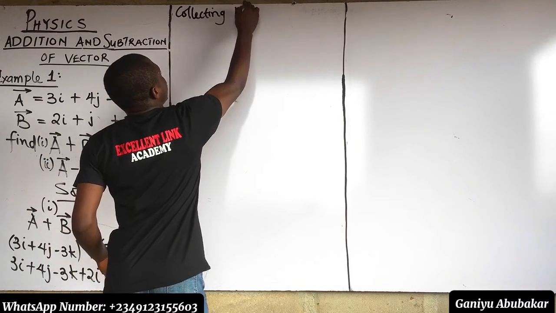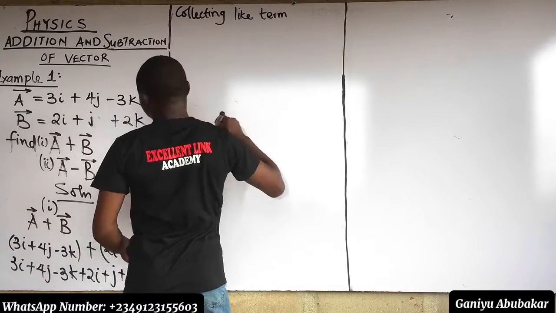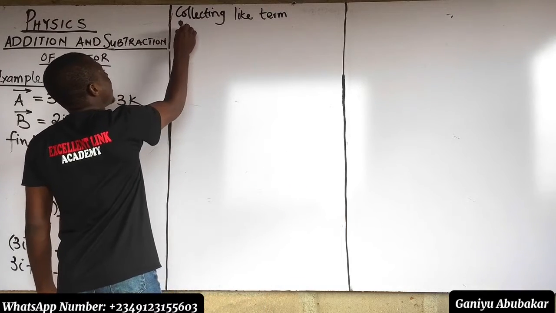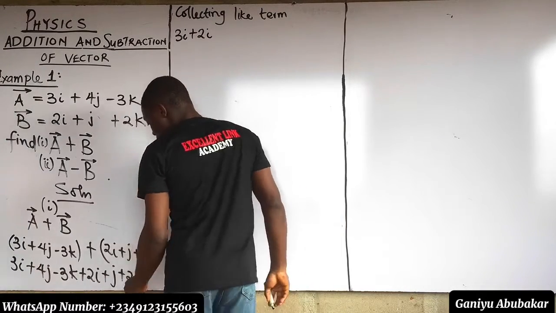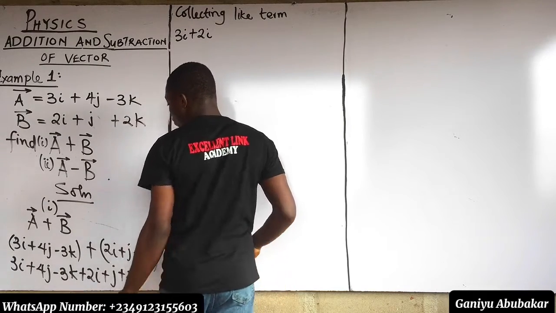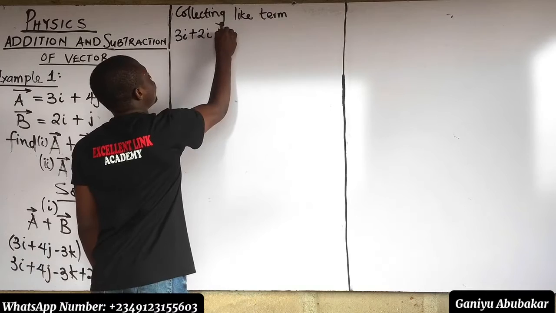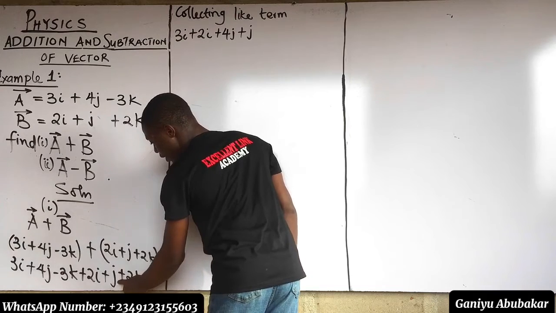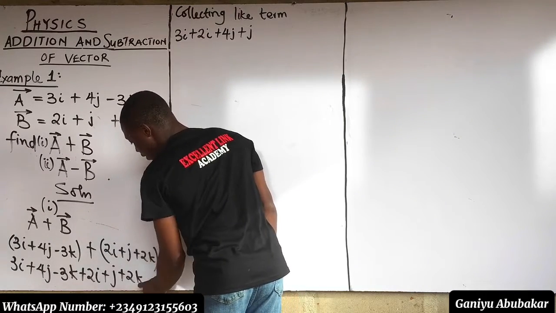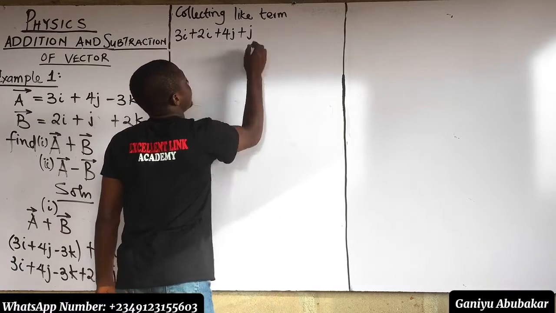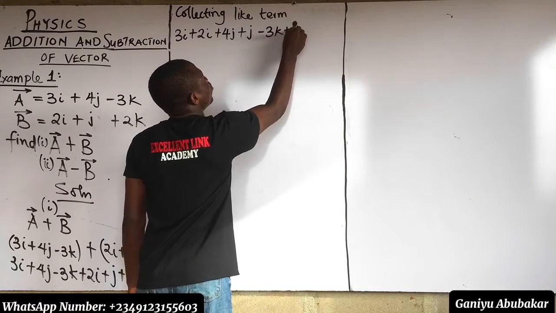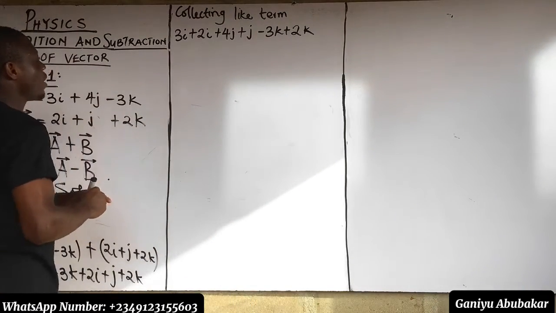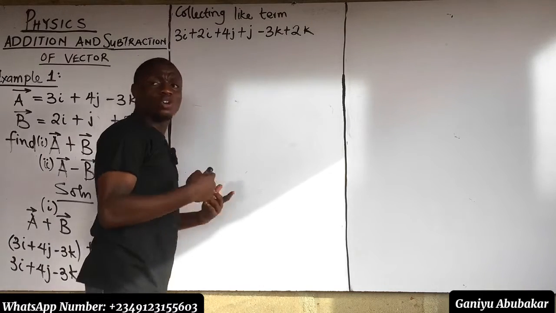Collecting like terms, I have 3i here and 2i here, so 3i plus 2i. Next up, 4j and j, plus 4j plus j. Next up, minus 3k plus 2k. All right. Having the correct like terms, we said add their corresponding coordinates.